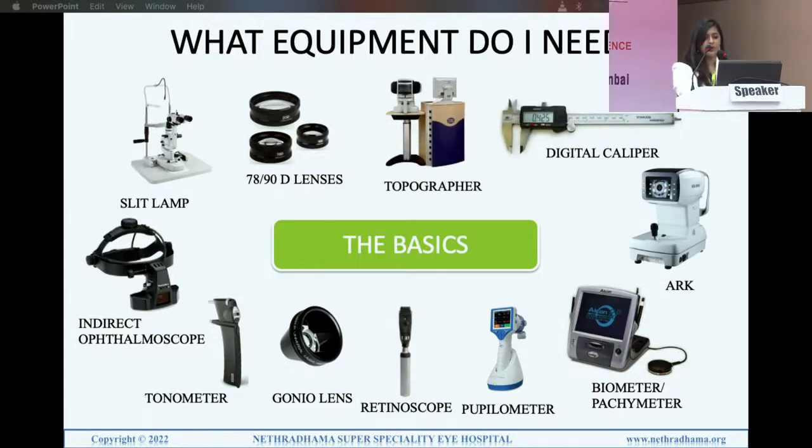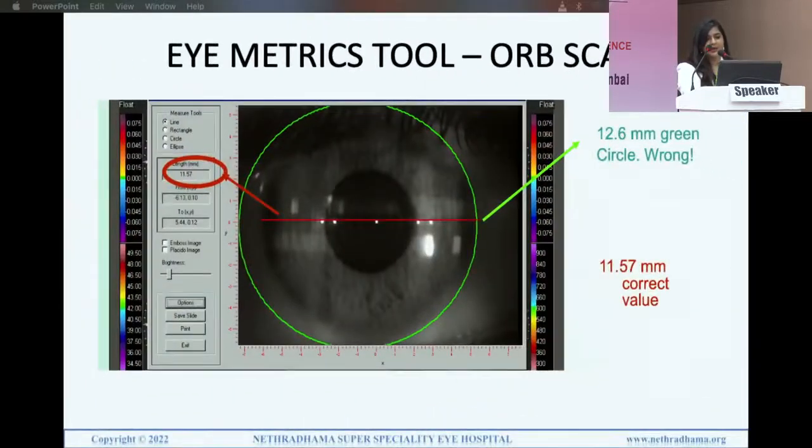Among all of these instruments, your normal cataract practice would have everything except probably your digital caliper, your topographer, and your pupillometer. But is a topographer really required? Like Dr. Sudarshan elaborated, the digital caliper is one of the most simple and accurate methods of measurement of your white-to-white. The topographer basically confirms that measurement, and also every refractive practice requires a topographer, and it's also very helpful in ruling out your keratoconus cases.